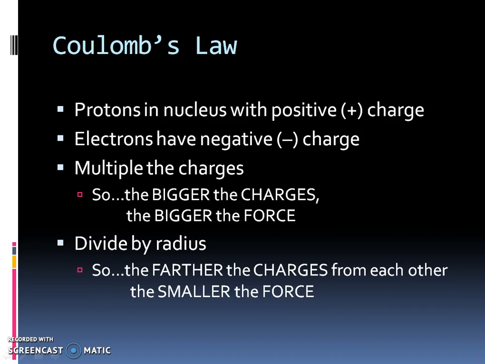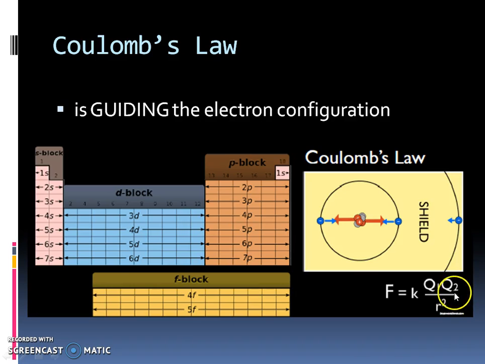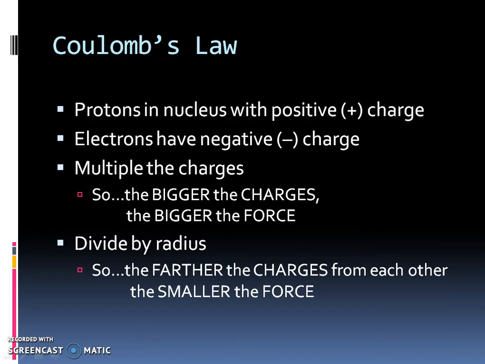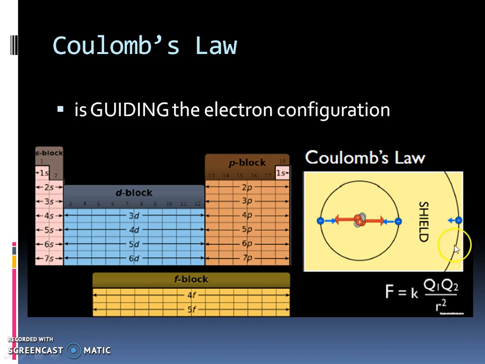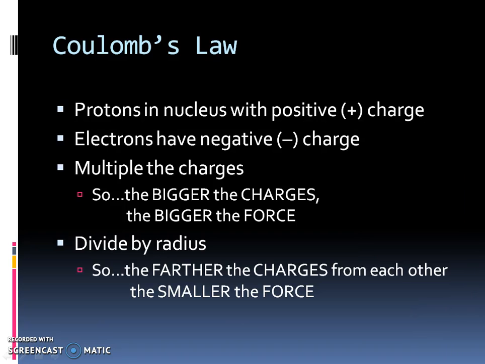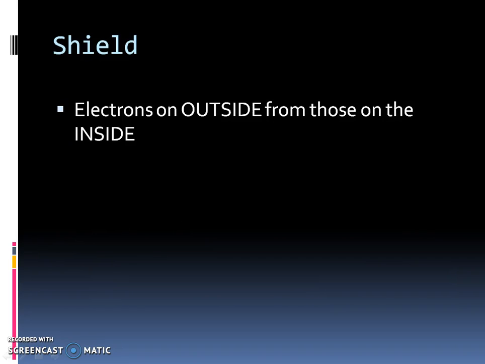Well, if you multiply, obviously the bigger those charges, the more and more positives and negatives that are in an atom, the bigger that force of attraction is going to be, the bigger the force. But if we go back here, we're really dividing by the R, which is the radius. So if we divide by the radius, that means the further those charges get from each other. So again, back here, from this electron to this proton, the further and further away that they get, the smaller that force of attraction is going to be. So again, that shielding is the electrons on the outside are shielded from those on the inside. And we'll talk a little bit more in detail about that later.